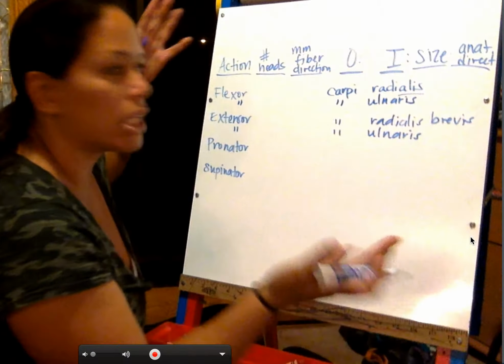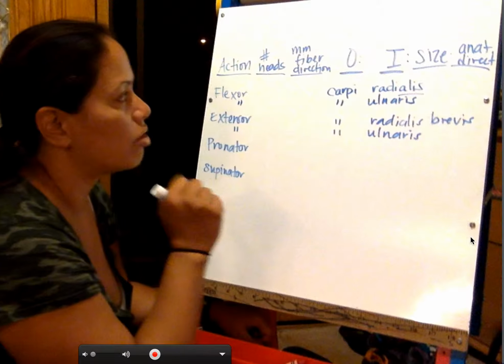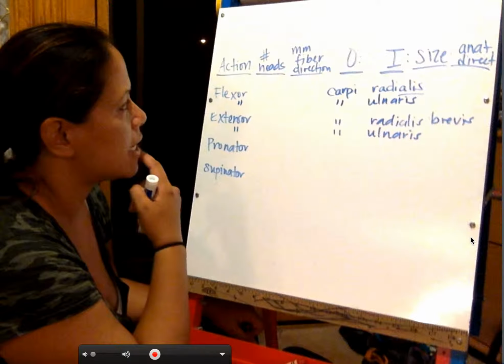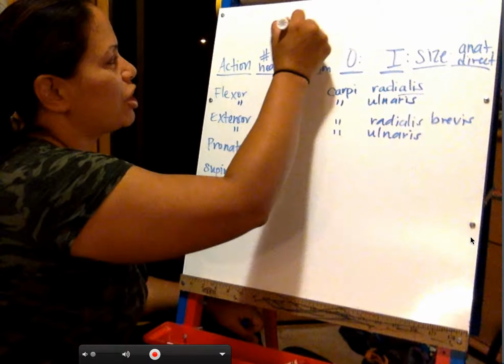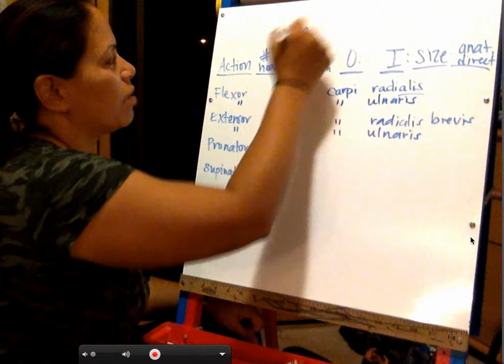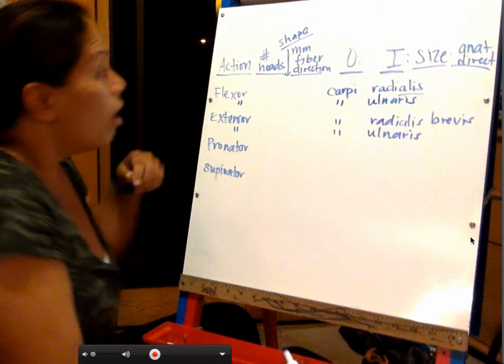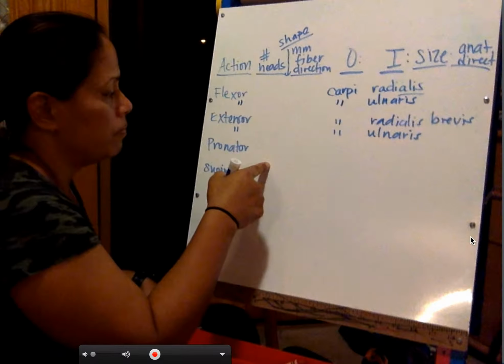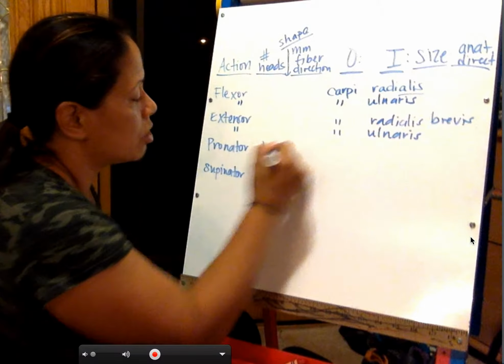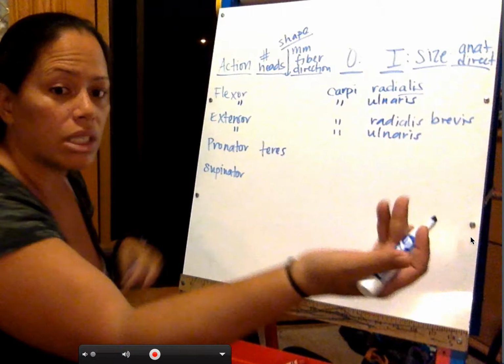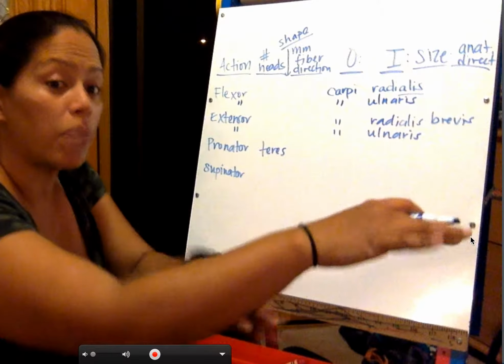So we have tons of muscles we just covered right now. Pronator. Let's say that it's a round muscle. So it is a shape. So I have to add shape in here somewhere. So I'm going to add shape in here. And I'm going to make it a little line somewhere in between. So pronator and shape is round. The word for round is teres. So it is a muscle that causes pronation and its shape is round.